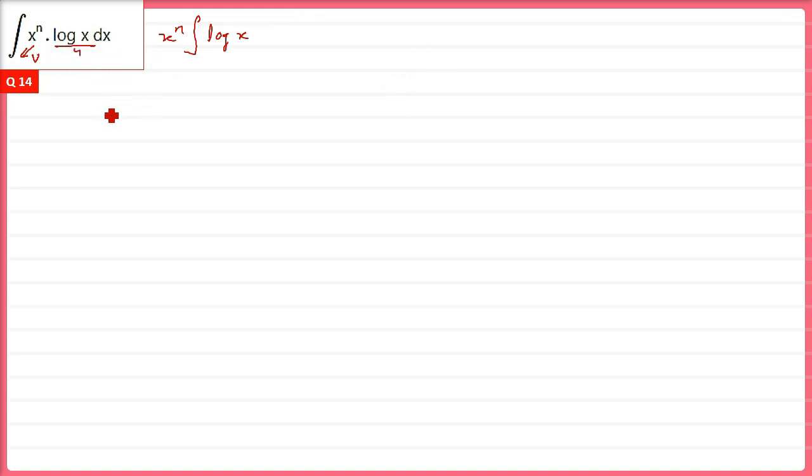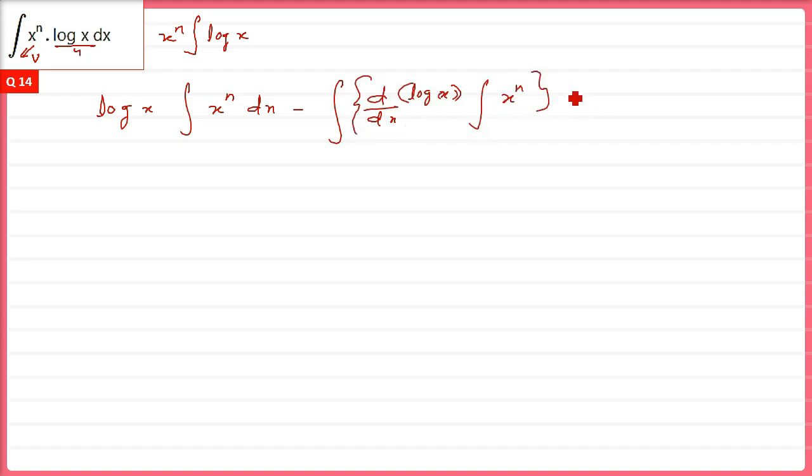So rather than doing this, we'll take log x as the first function and x to the power n as the second function. That is, log x times the integration of x to the power n, which is simpler, minus the integration of d by dx, that is the differentiation of the first function, which is log x, times the integration of x to the power n. These two, differentiation and integration, when multiplied, have to be integrated. This is log x, and the integration of x to the power n will be x to the power n plus 1 by n plus 1. It is actually the standard formula for x to the power n.